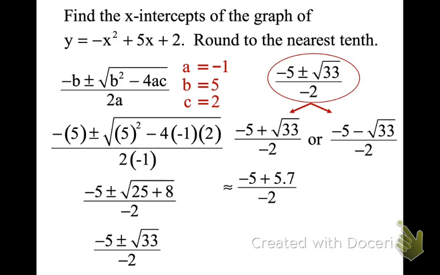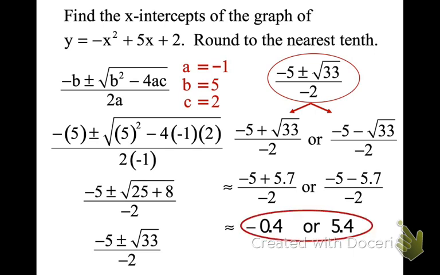And we get 0.7 divided by 2, which simplifies to about negative 4 tenths. And this makes negative 10.7 divided by 2, which is about 5.4. But remember, I think up to 29, they're having you reduce your radicals. Reduced radicals would be like this. Estimated would be like this. So you have to be able to do both.